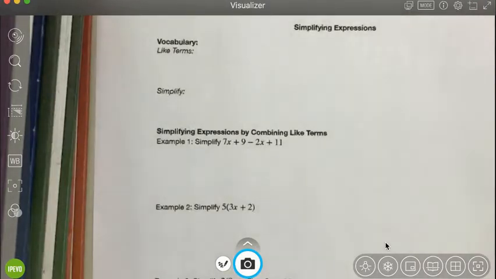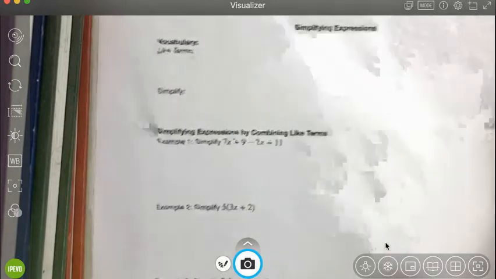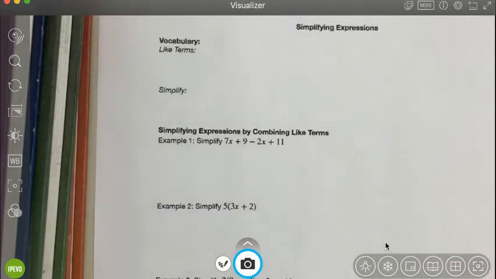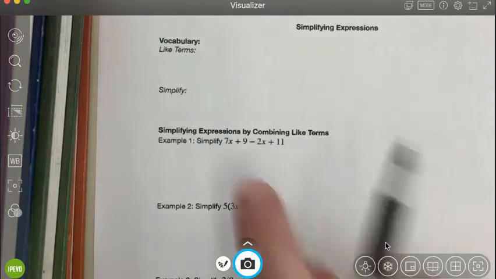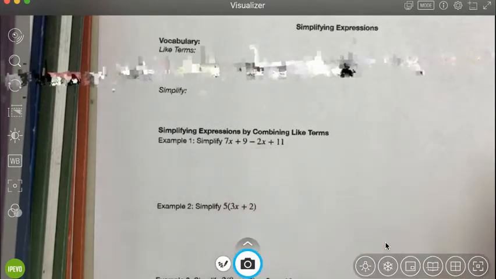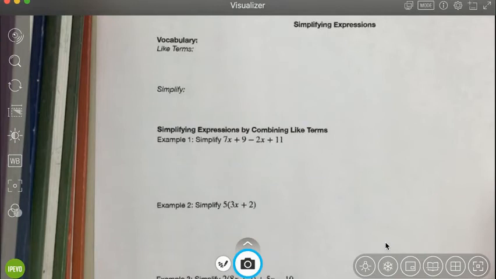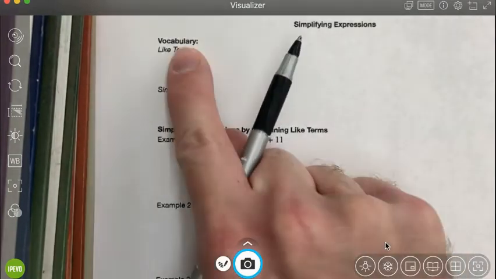So the last couple of days, we've been talking about how to evaluate an expression given a value. But sometimes that gets really painful if there's a whole bunch of variables, and there are ways to simplify what it is we're doing. But before we do that, let's talk about a couple of vocab terms.